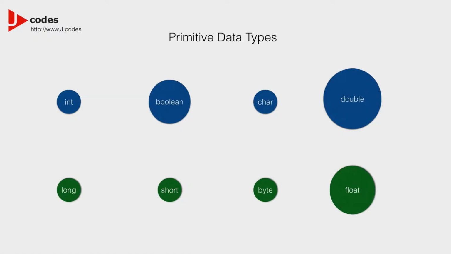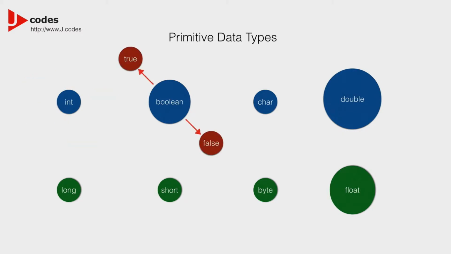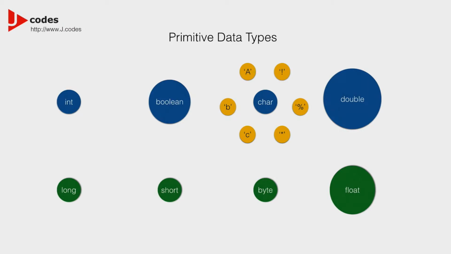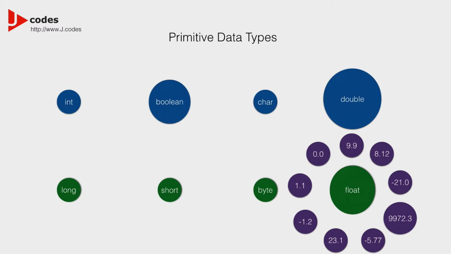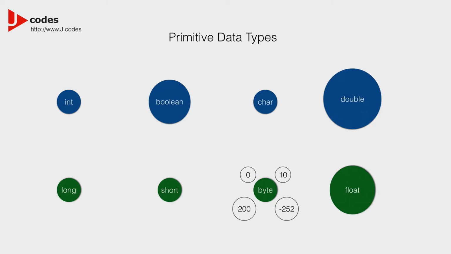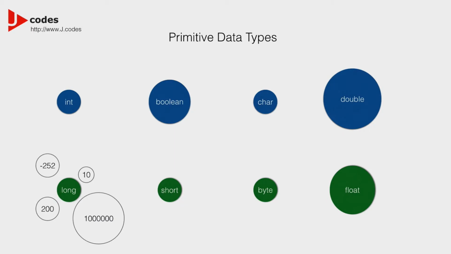Here are the 8 primitive data types. An int, which stands for integer. Boolean, which holds 2 values, true or false. A char stands for character. A double, which is a double precise floating point number. A float, which is a single precise floating point number, which is also less precise than a double. A byte is an 8-bit version of the integer. A short is a 16-bit version of the integer. And a long is a 64-bit version of the integer.